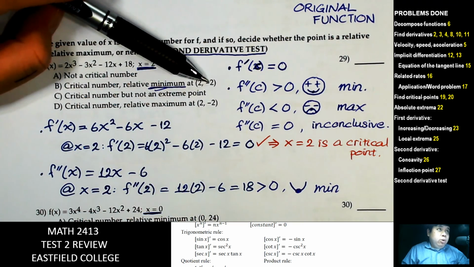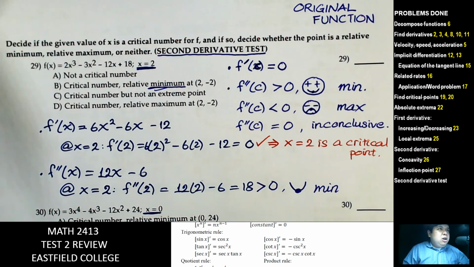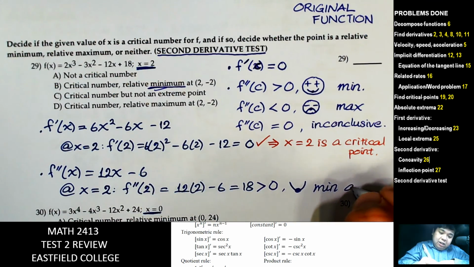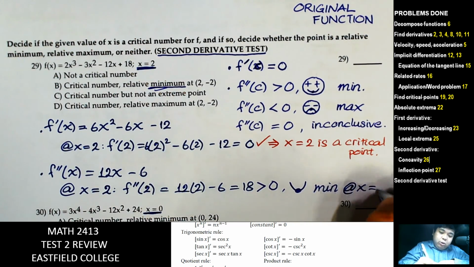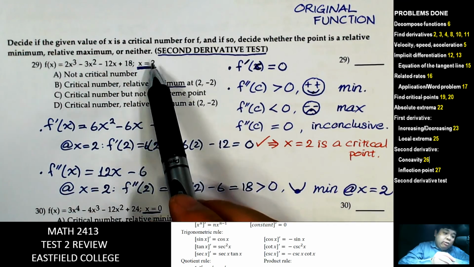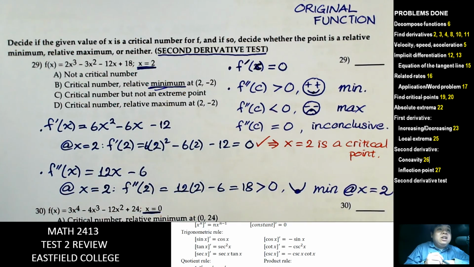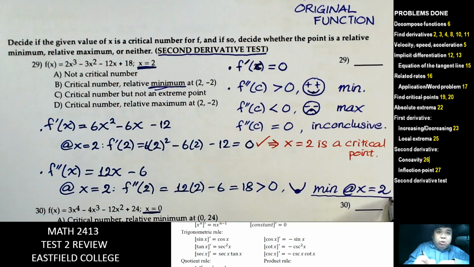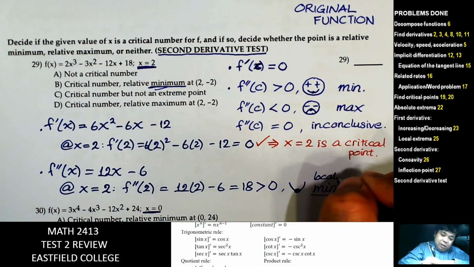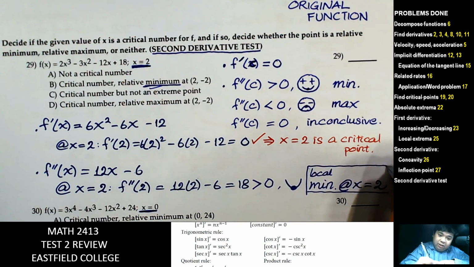To get the y value, we would have to put it back into the original function. But we don't need to do this. We just say that there is a minimum at x equal to 2, and that will be enough, because the question asks us to classify what happened at 2. We don't need to find the y value. So we say minimum at x equal to 2. That will be enough. And that is the local minimum. So yeah, that will be good enough.